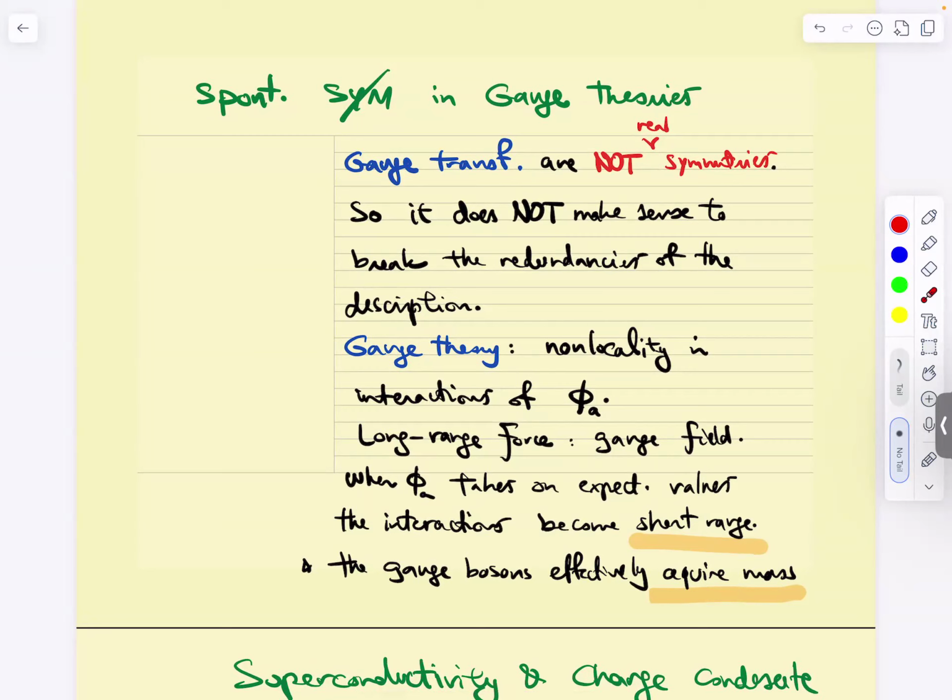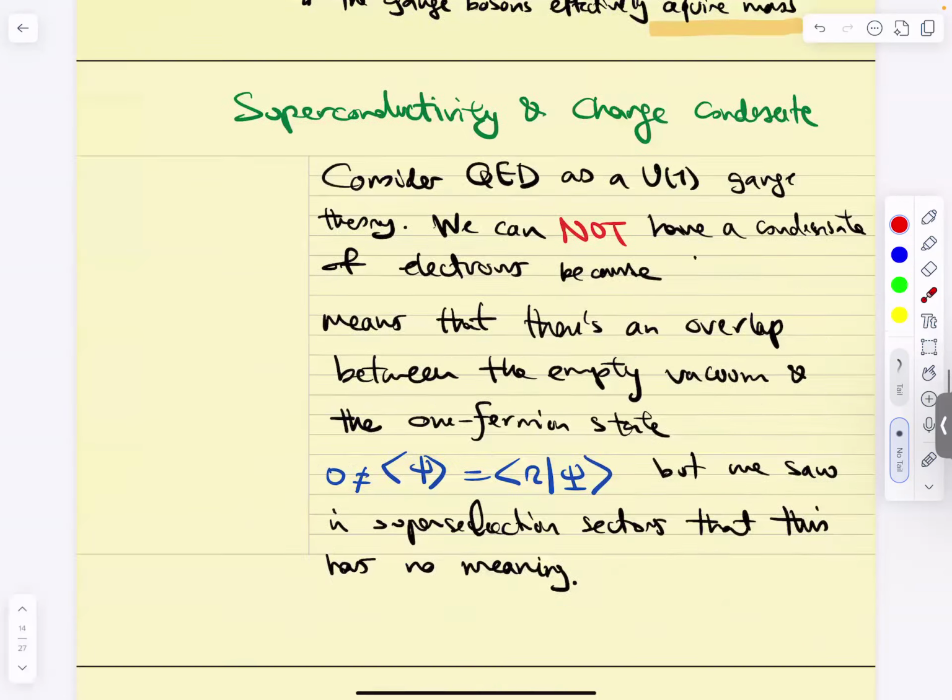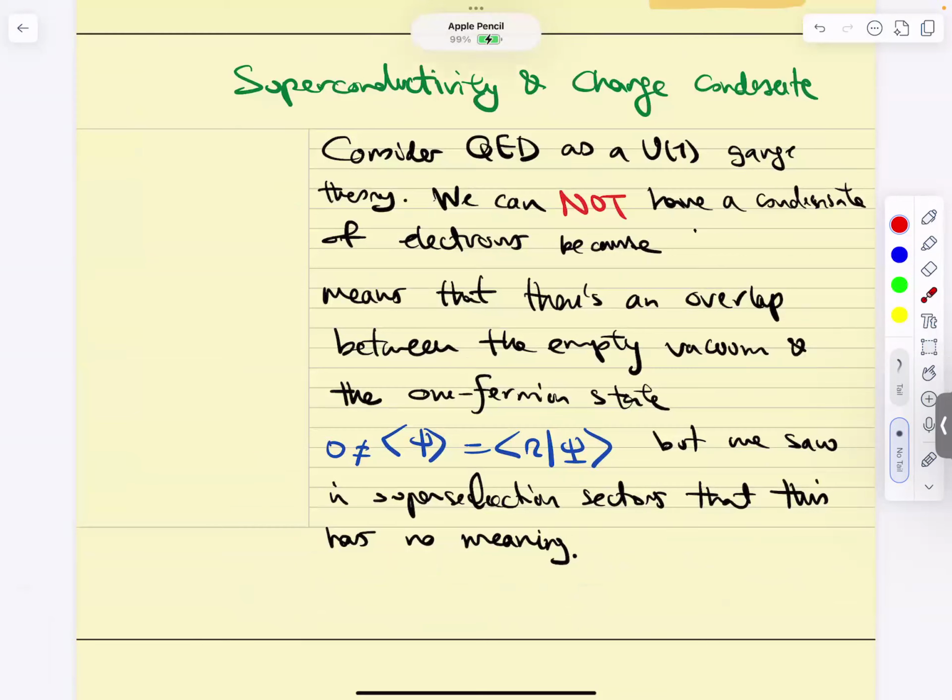That's the consequence, right? Now we're talking about gauge theories. What happens in gauge theories? When you have a gauge theory that's unbroken, you have a long range force. You have a massless gauge boson. When you break it, it goes short range, and you end up with a massive gauge boson. All right? We're going to motivate this first using superconductivity.